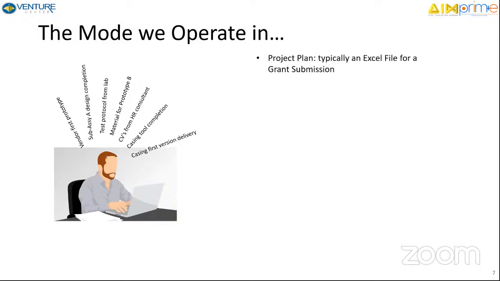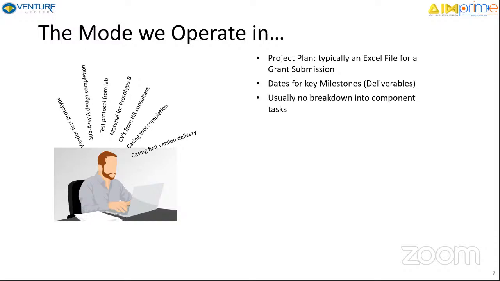But when it comes to a project plan, what most of us do is typically create an Excel file. And more often than not, this Excel file is created for grant submissions. And the main element of this Excel file is it contains dates of key milestones. So let's say complete proof of concept, 3 months from now. And then first prototype, 5 months from now. And design freeze, 8 months from now. So key milestone deliverable dates is what we typically put. And then we color those cells in Excel to show the timeline, and that's what we have. That's what is submitted.